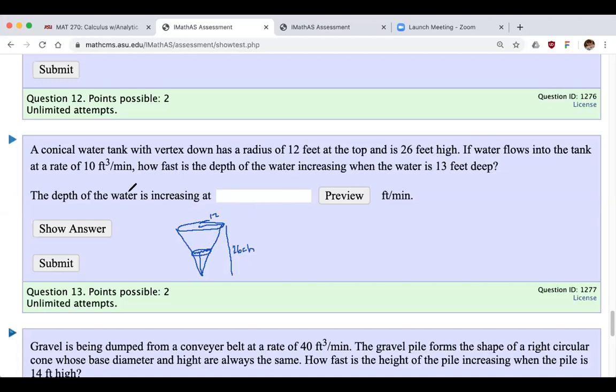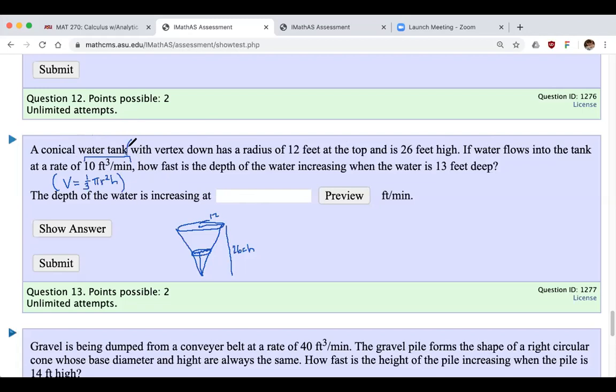But let's see, one thing we need to know about this that was stated on your test, and I said you can look it up, is that the volume of a cone in general is given by 1/3 pi r squared h. But let's take a look at the things that are asked here. So if water flows into the tank at a rate of 10 cubic feet per minute, this is not the volume of the cone. This is the rate at which the volume is changing, right?